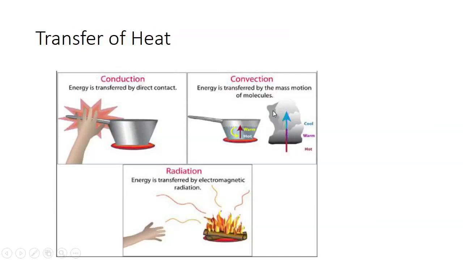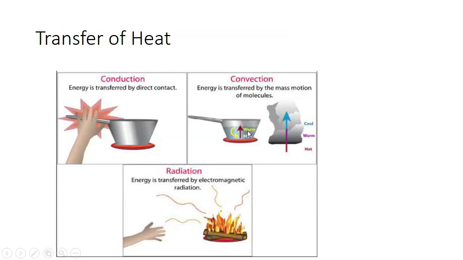And then we have convection. This is how we get our rain and all other water cycles, through convection, where energy is transferred by the mass motion of molecules. The energy is just moving through the molecules. Only the molecules are the ones transferring energy. So we have here a hot pan on a stove. When it's heated here at the bottom, it rises to the top.